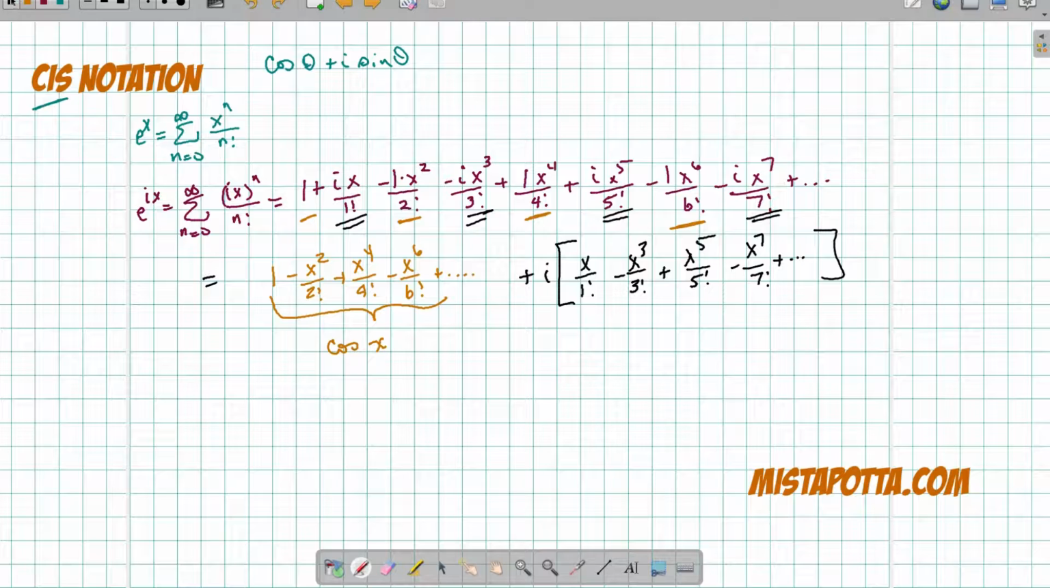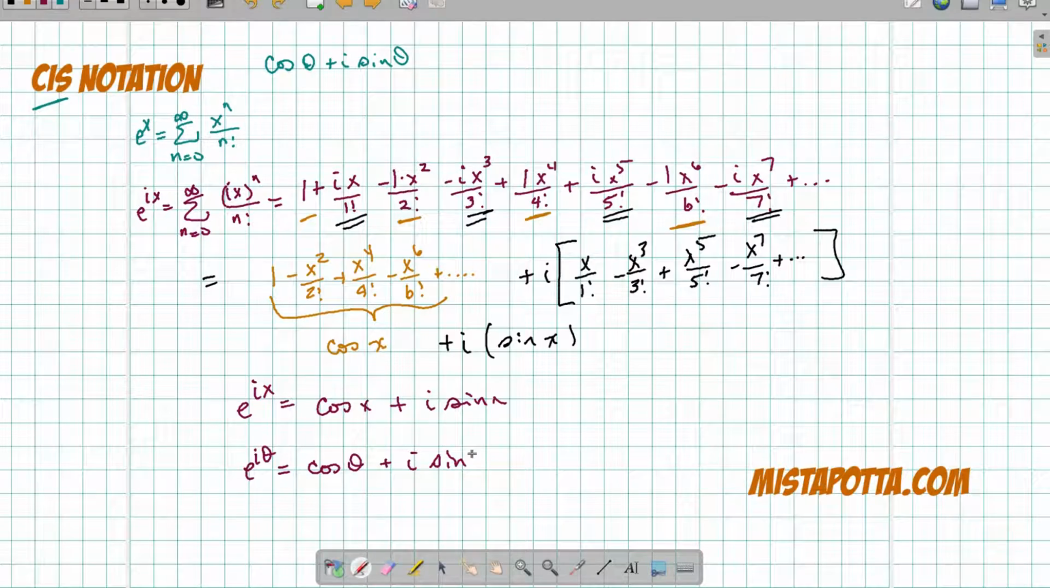Over here, these odd powers really are our polynomial expansion for sine of x. And so what we've got here is that e to the ix is really equal to cosine of x plus i times the sine of x. And we'll often see this written as e to the i theta equals cosine of theta plus i times the sine of theta.